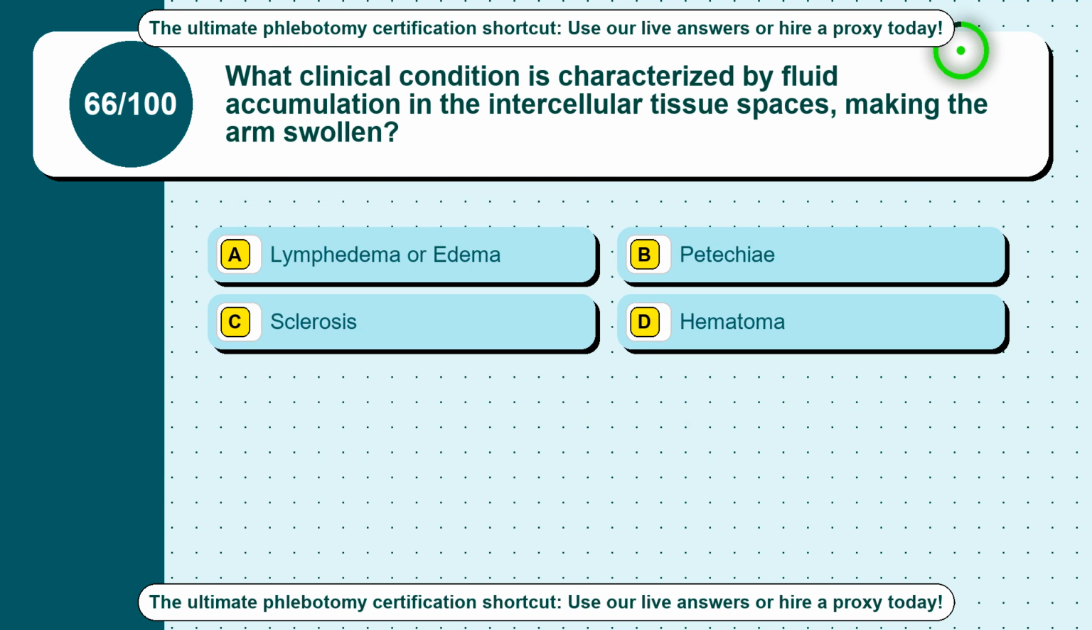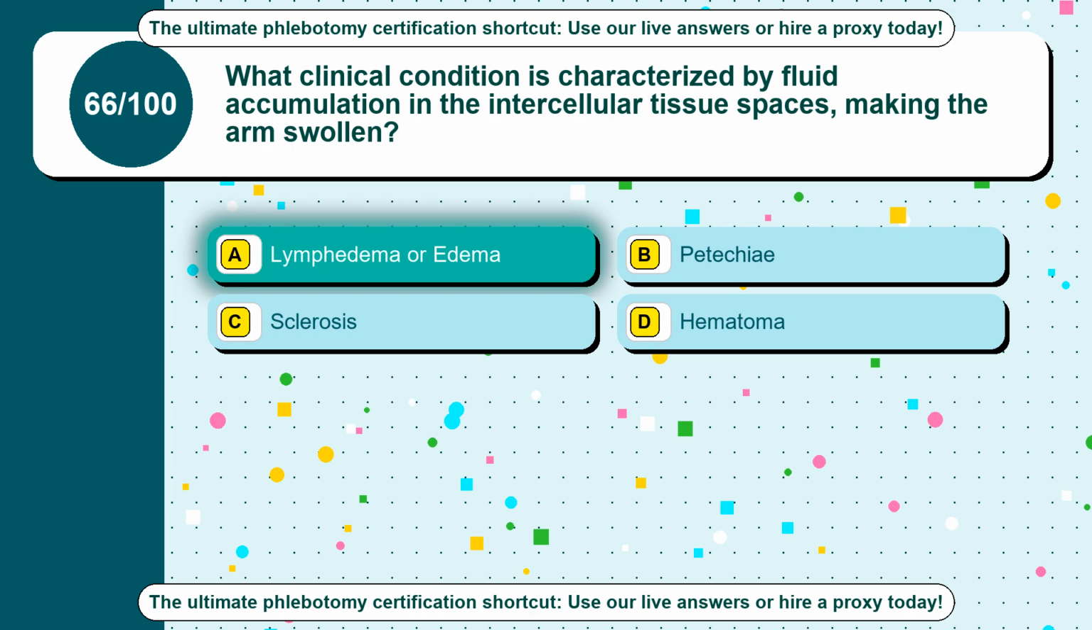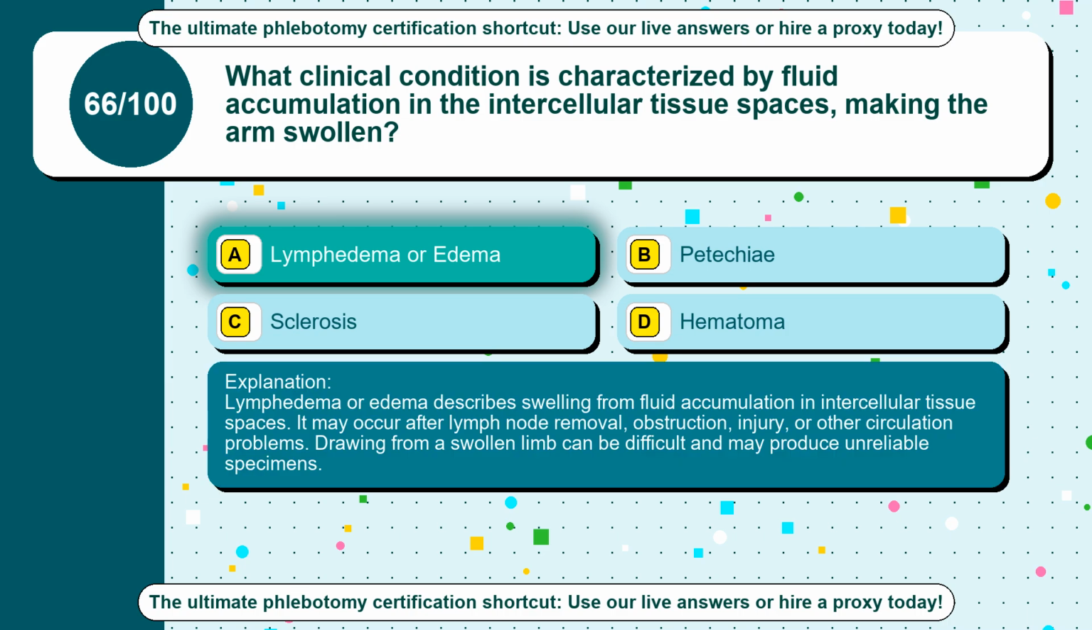Question 66. What clinical condition is characterized by fluid accumulation in the intercellular tissue spaces, making the arm swollen? Option A. Lymphedema or edema. Option B. Petechiae. Option C. Sclerosis. Option D. Hematoma. The correct answer is option A. Lymphedema or edema describes swelling from fluid accumulation in intercellular tissue spaces. It may occur after lymph node removal, obstruction, injury, or other circulation problems. Drawing from a swollen limb can be difficult and may produce unreliable specimens.